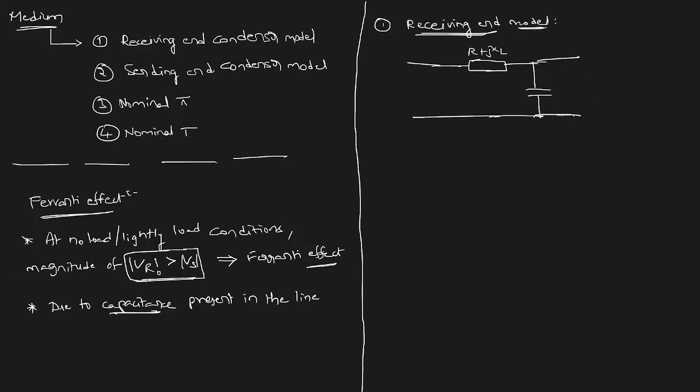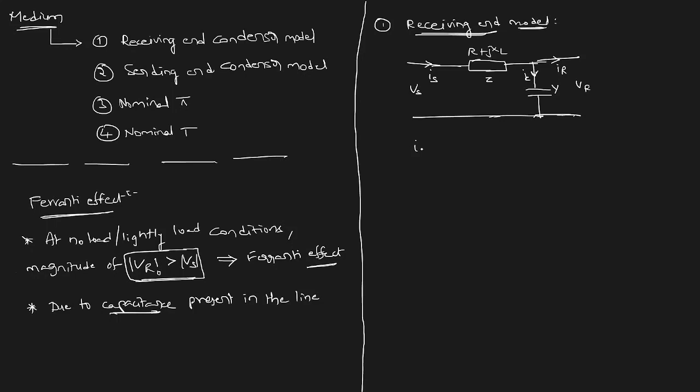Okay. For the capacitor, it is a shunt capacitor, not a series capacitor, so we will be having an admittance. Please see this. This is Z, we already know. This is Vs, and this is the receiving end voltage VR. This is Is, the sending end current. This is IC, the charging current, and this is IR. Fine. Now let's start analyzing the receiving end model.